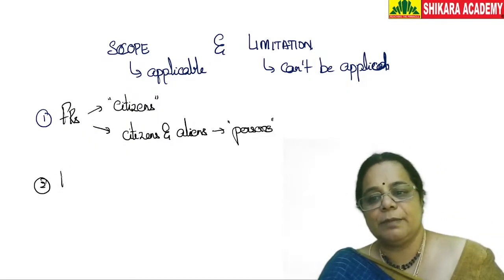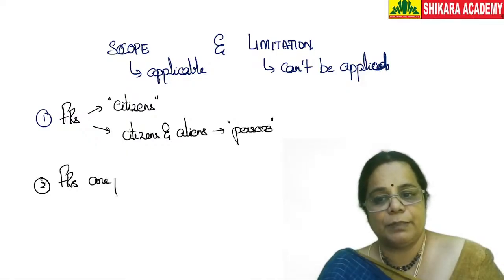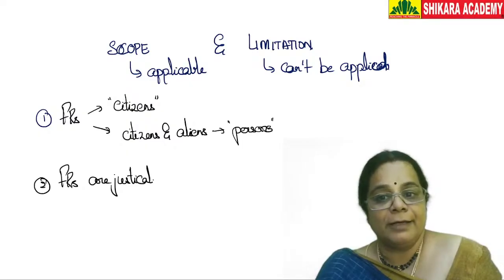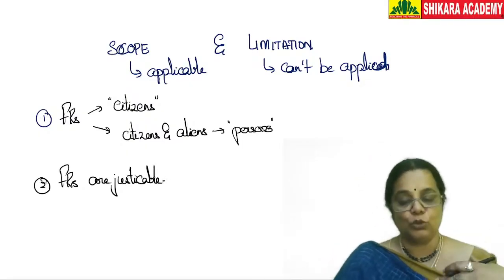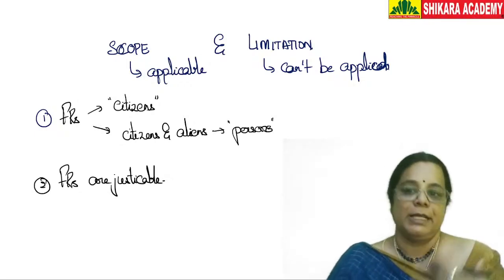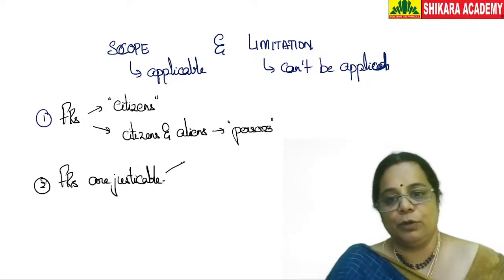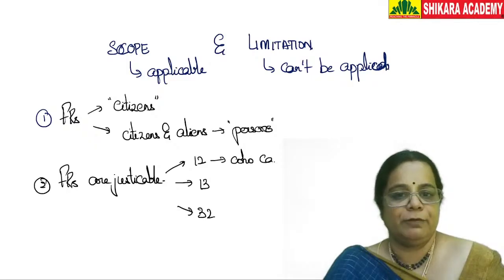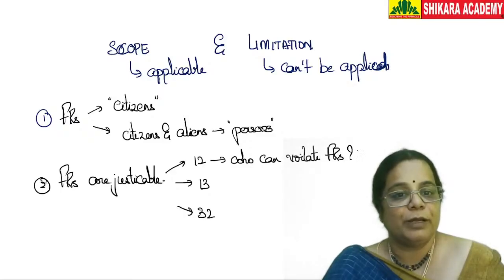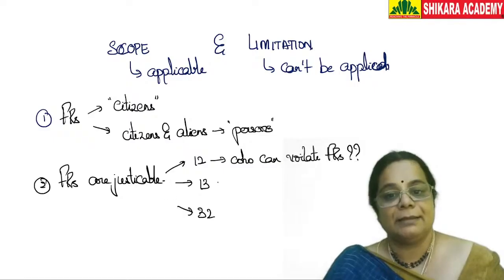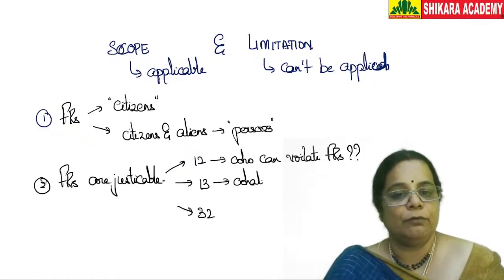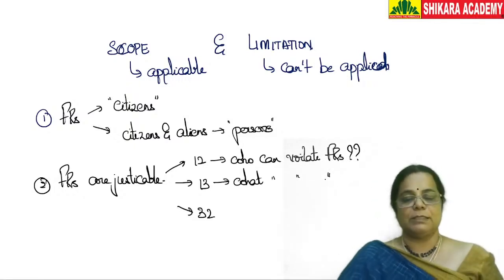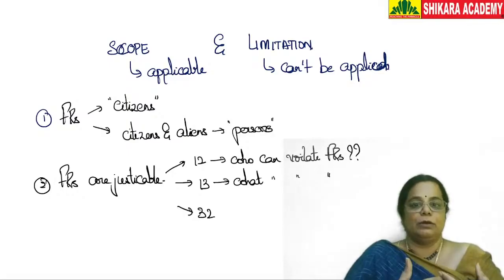The second point is, please remember, fundamental rights are justiciable, meaning you have a legal entitlement to fundamental rights. You can go to the court if your fundamental right is violated or denied. How is this ensured? There are three very important articles: 12, 13 and 32. I'll tell you the link. Simple. Article 12 will tell you who can violate fundamental rights, meaning against whom you can file a case of violation of fundamental rights. Article 13 will tell you what can violate fundamental rights, meaning what action can violate your fundamental rights.